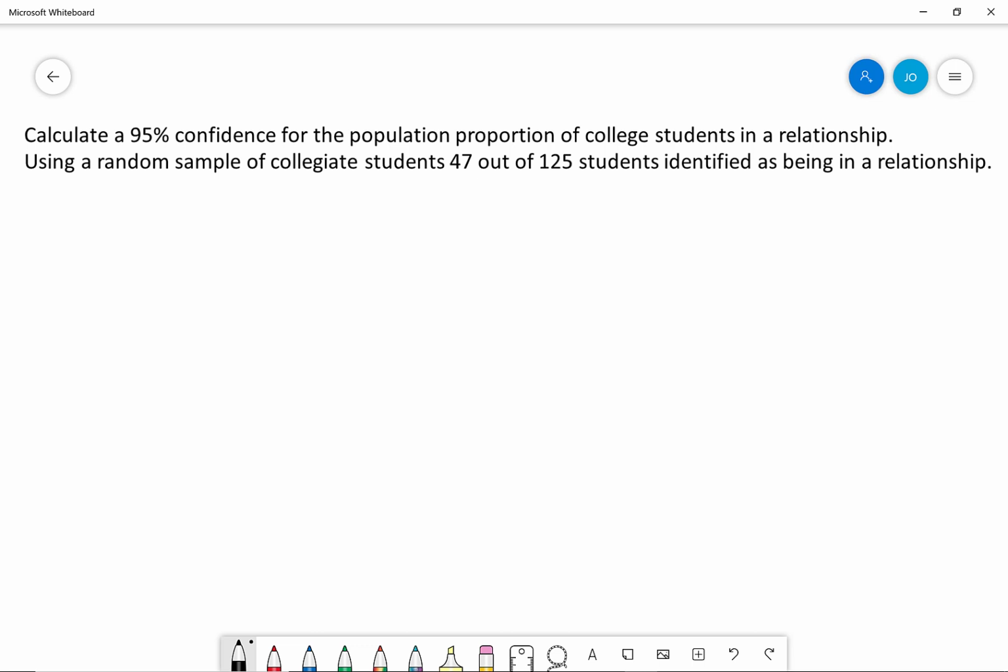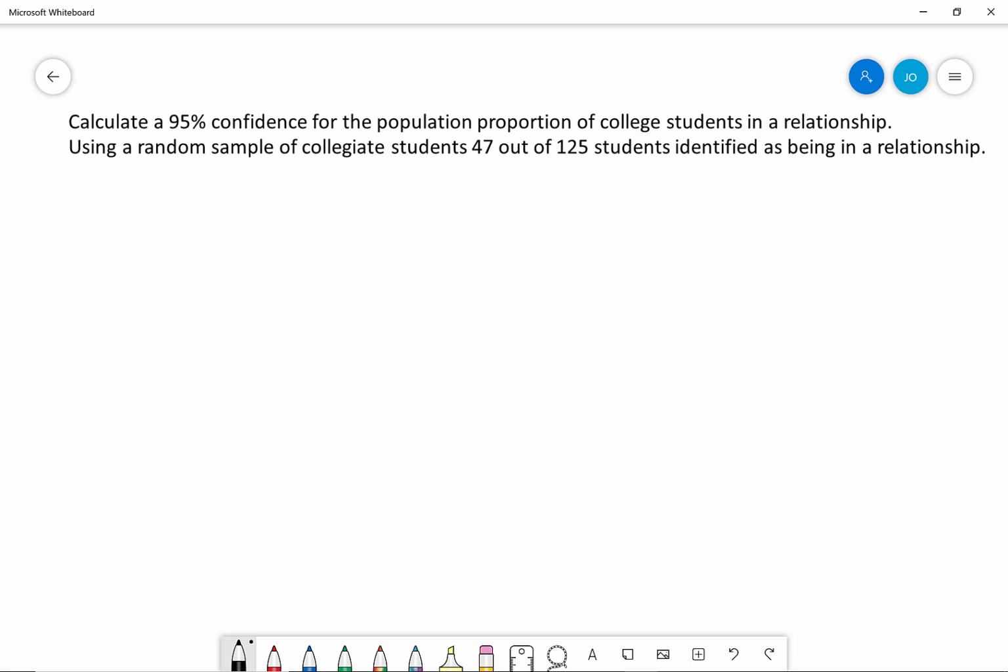This example is where we were trying to estimate the proportion of college students who are in a relationship. If we were to graph this out visually, we have an x variable, which is whether or not a student is in a relationship. We have a column for yes, they are, and another bar for no, they're not. Our goal is to try to estimate the proportion of students in a relationship, the proportion of yes. Now this is a mystery to us, right? We don't know this population proportion.